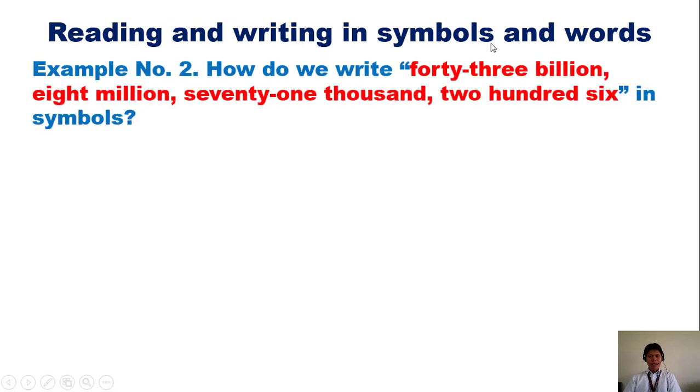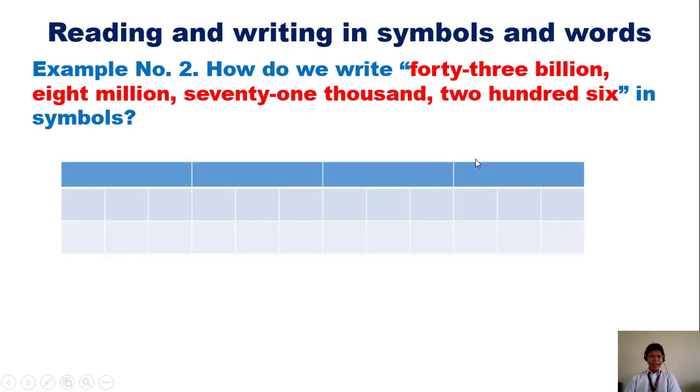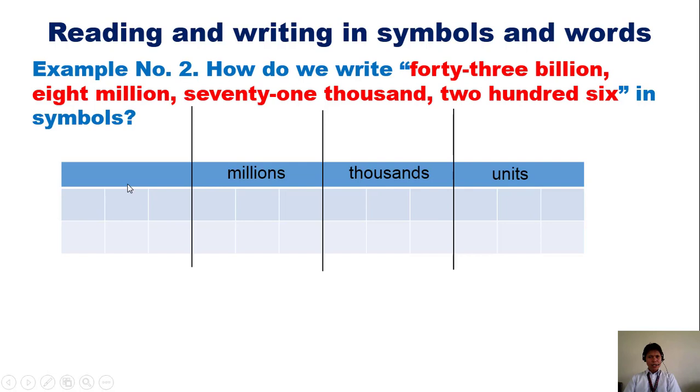Still in reading and writing symbols and numbers in symbols and words, we have example number 2. This time it is the reverse. How do we write if it is expressed in words like 43,008,071,206 in symbols or in figures? These are the steps. We have the same. We are going to draw the place value chart. Next, these are the units, thousands periods, we have millions period, and a billions period. Next, the same, hundred, tens, and ones for the value of each digit.